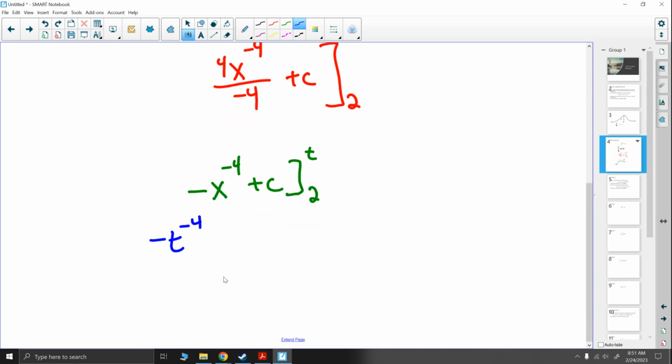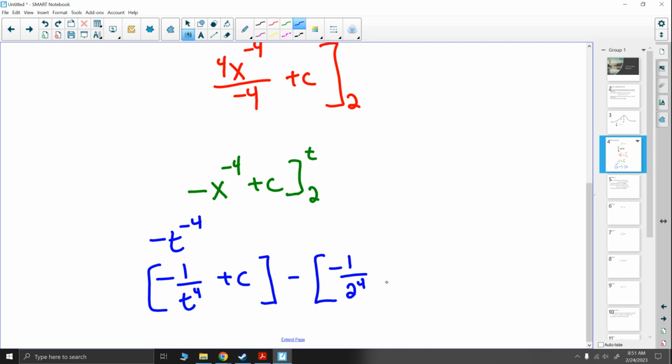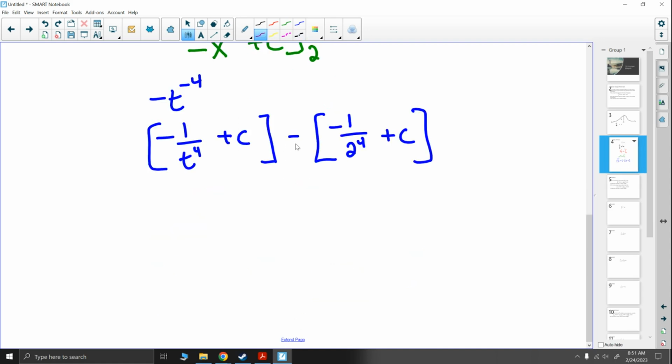That is to say, another way of writing that would be negative 1 over t to the 4th plus c, minus 2 into this thing. That would be negative 1 over 2 to the 4th plus c. Now again, the reason why we don't need the c here is because a positive c minus a positive c, as this distributes, we have a c minus c, and it's always going to drop off. So we have negative 1 over t to the 4th plus 1 over 2 to the 4th.